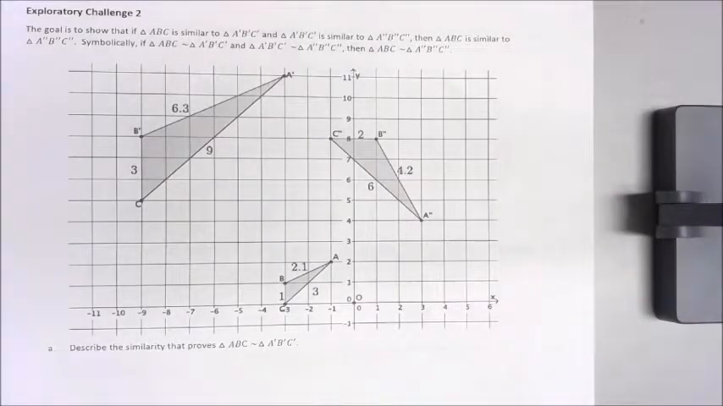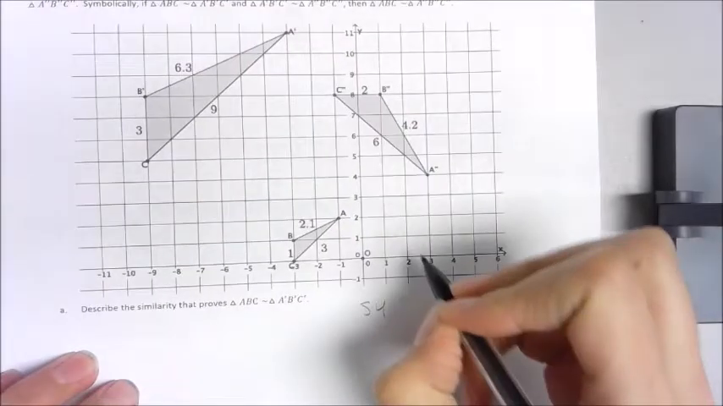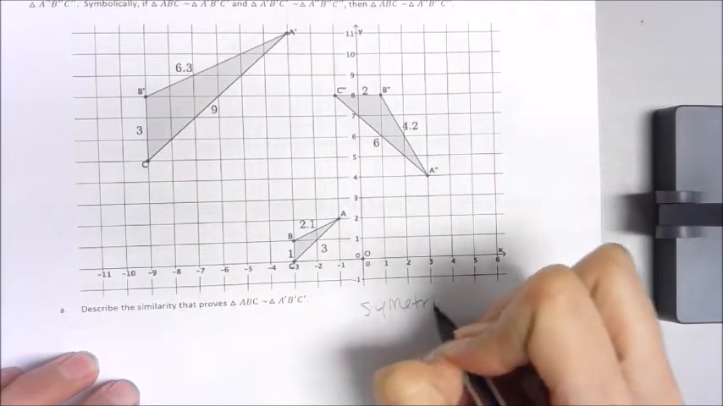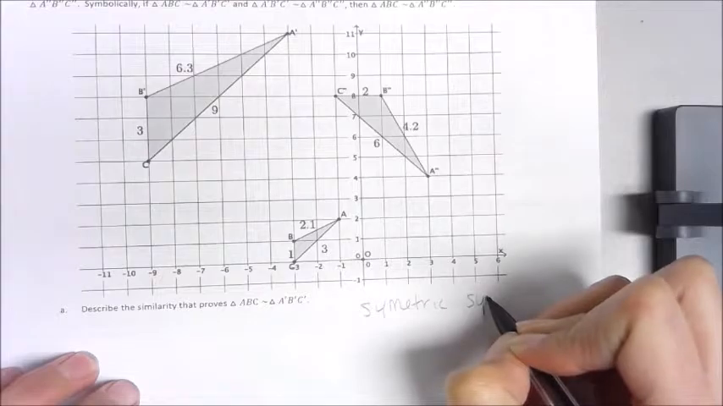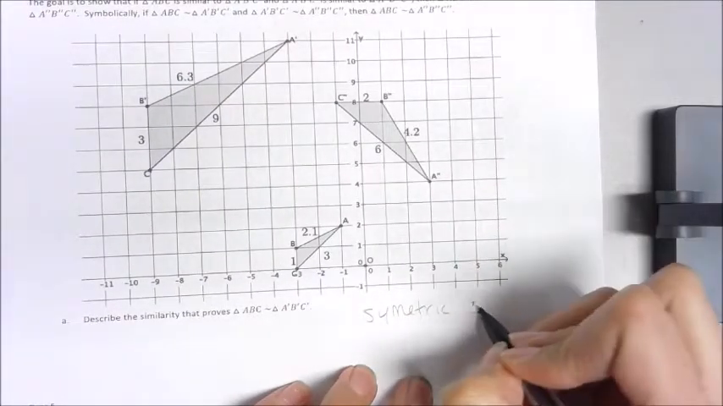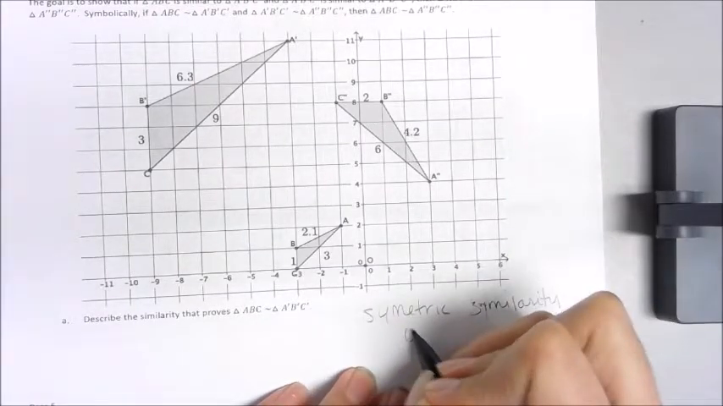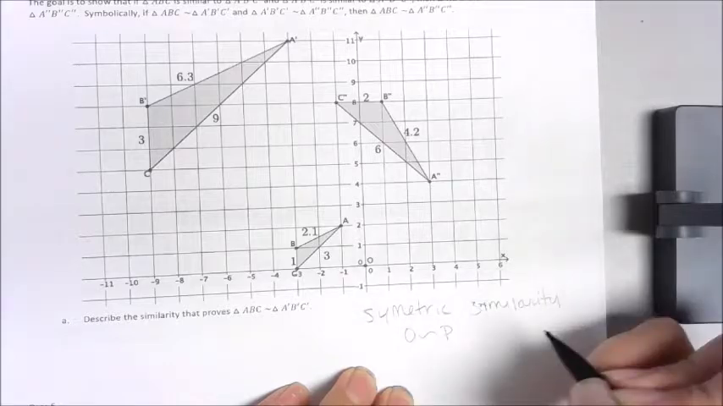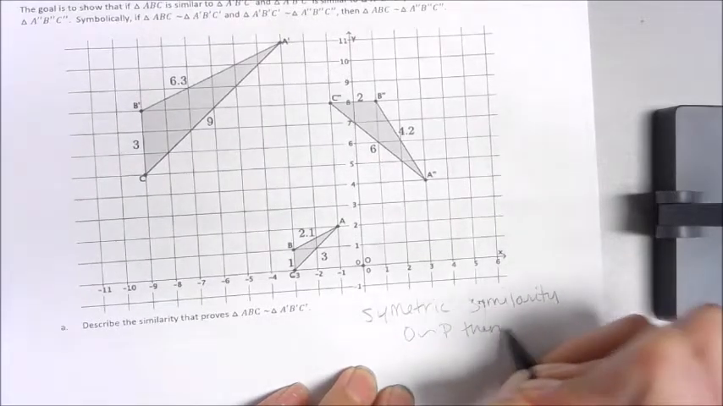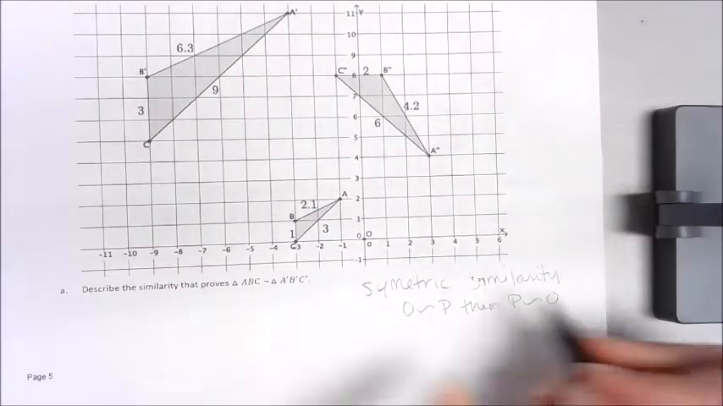So in the example previous to this, we talked about symmetric. I'm going to write that down here. This is a good note to take. Symmetric similarity. That's not how you spell similarity. All right, symmetric similarity, which meant that the original is similar to the prime, then the prime is also similar to the original. We can go back and forth between the two.